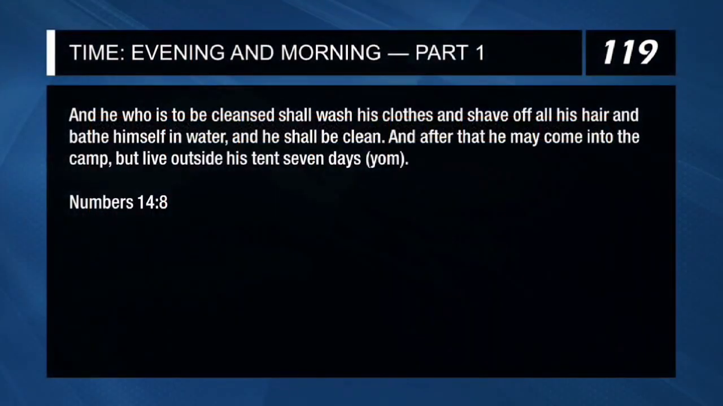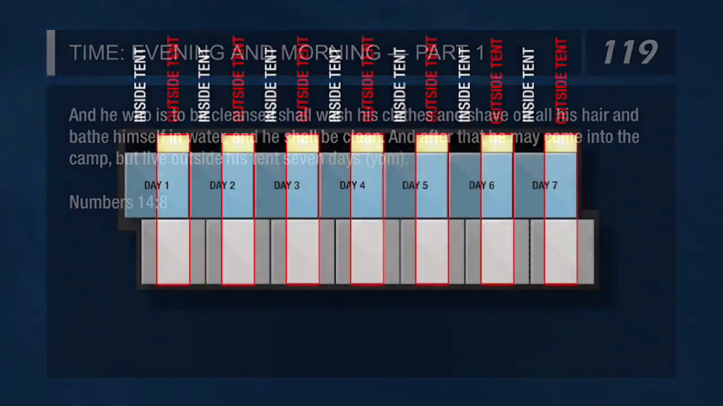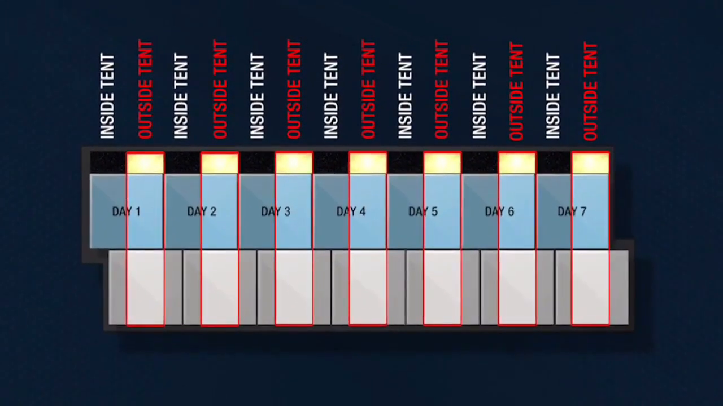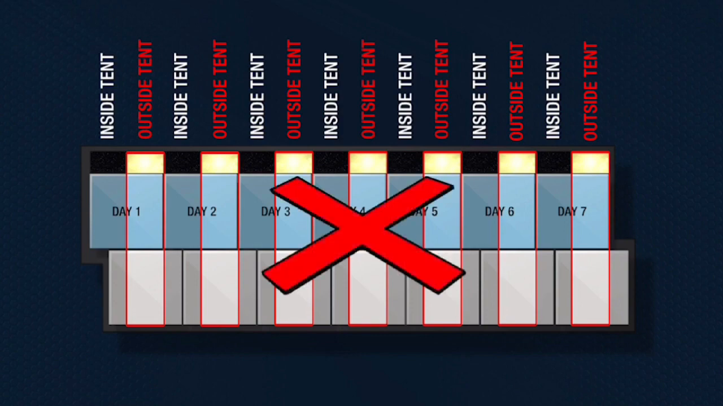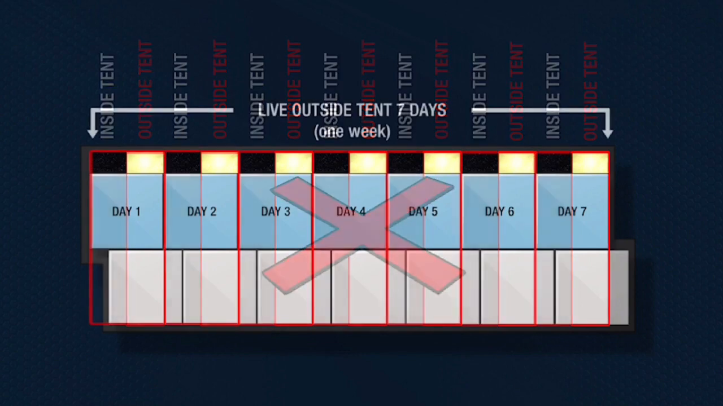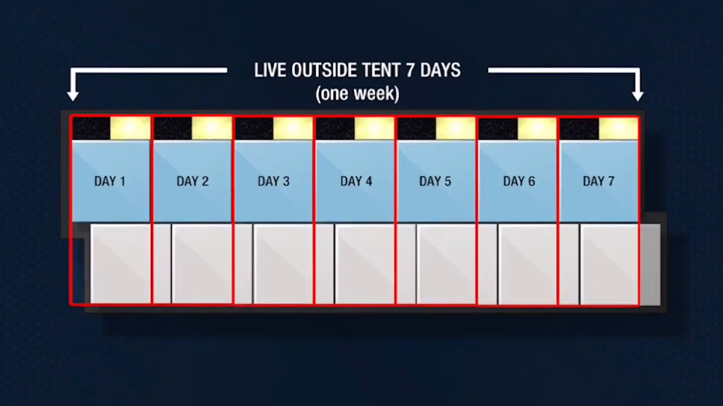Numbers 14. And he who is to be cleansed shall wash his clothes and shave off all his hair and bathe himself in water, and he shall be clean. And after he may come into the camp, but live outside his tent 7 days. In this instance, if we were to understand day only to be defined as daylight, that would mean that during the day, he could stay outside his tent, but at night, he could enter his tent. Obviously, Yahweh did not intend for us to understand it in this way either. A day here is a 24-hour period.